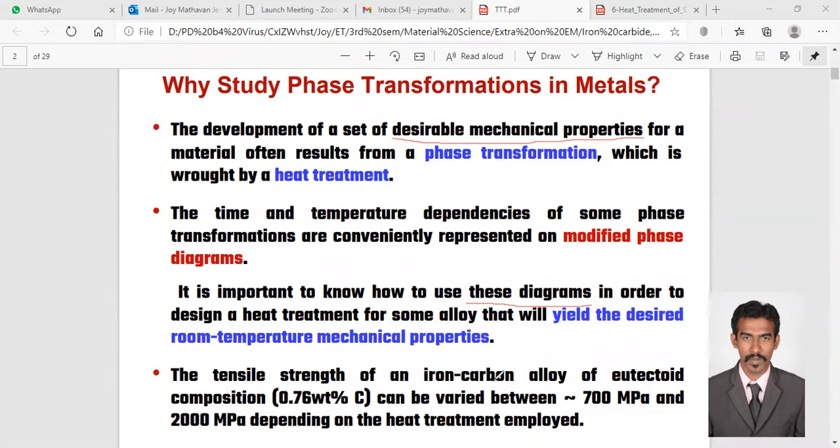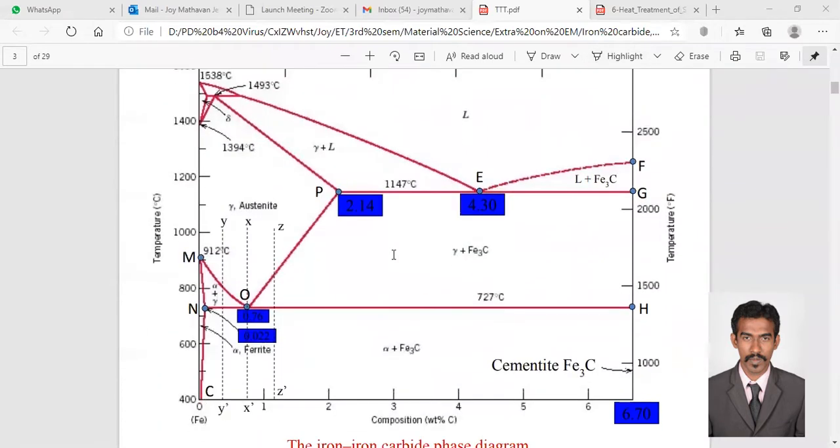The tensile strength of an iron carbon alloy of eutectoid composition, don't worry about this word, I will explain, can be varied between 700 MPa and 2000 MPa depending on the heat treatment employed. So how we do the heat treatment can vary the result. We will see what this eutectoid is and what is special about 0.76 weight percent in the next slide.